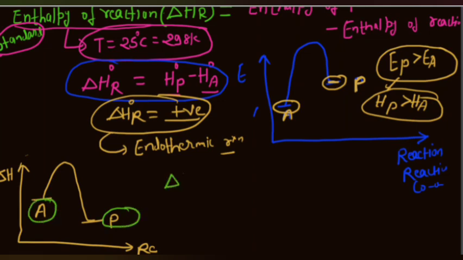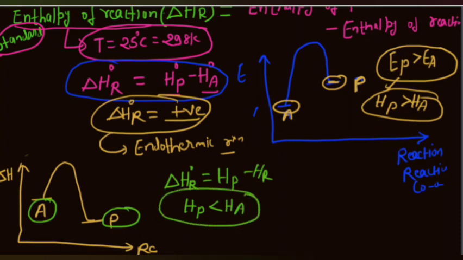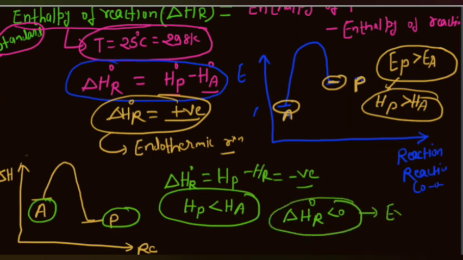So here, if you write the enthalpy of reaction, I am assuming the standard enthalpy of reaction, delta H naught of R, that equals the enthalpy of product minus the enthalpy of reactant. Here the enthalpy of product is less than the enthalpy of reactant A, so if you subtract, it comes out negative. So if for any particular reaction the enthalpy of reaction is less than 0, that is negative, then that reaction is called an exothermic reaction.